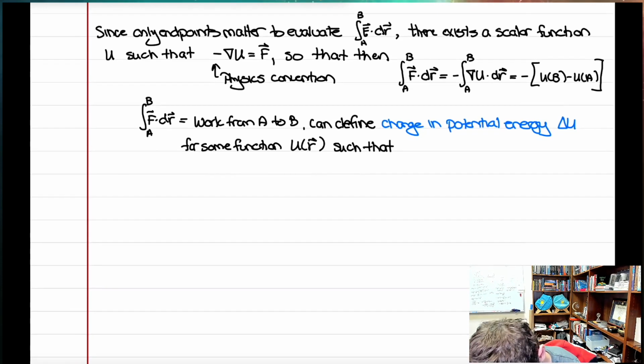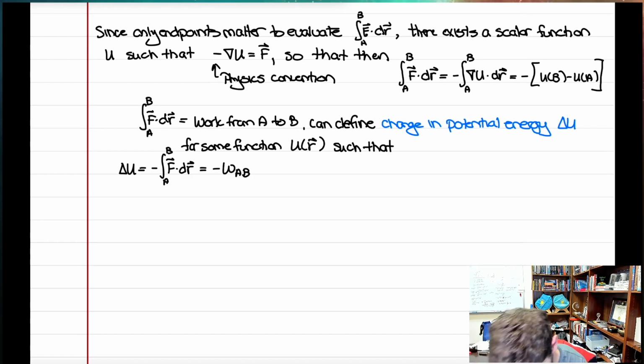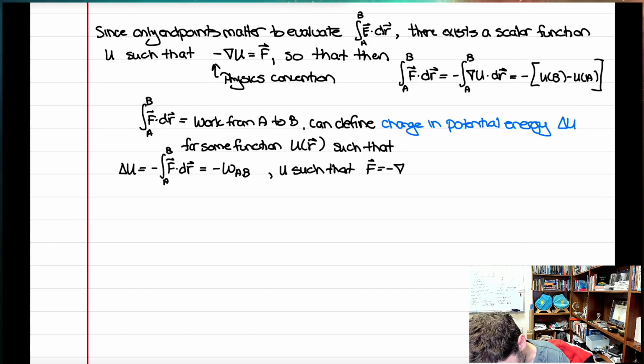Such that what? Such that the change in potential energy is going to be negative this work integral, which again looks like it's negative the work, going from A to B. And again, that negative is the same negative from before that's being thrown in for physics reasons, which we're going to see why in a second. And then what is this U? The U is such that the force vector is retrieved by taking the gradient of U with a negative sign.